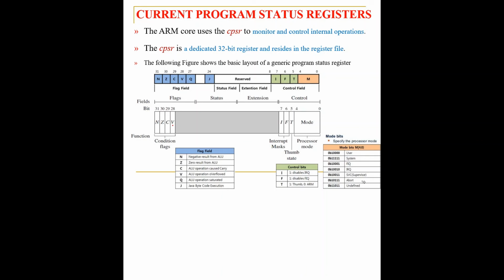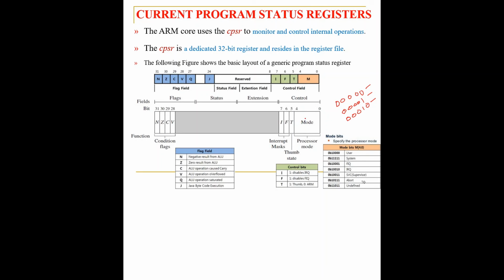Other than that, there is one more field called the control field. In the control field, there is the interrupt mask, thumb state, and processor modes. I said there are 7 modes, right? Those depend on the bits stored here. If it is 0000, it is one mode. If it is 0001, it is one more mode. If it is 0010, it is one more mode. So there are 7 modes in which your processor is going to work, depending on the bits stored here. So this is your CPSR.